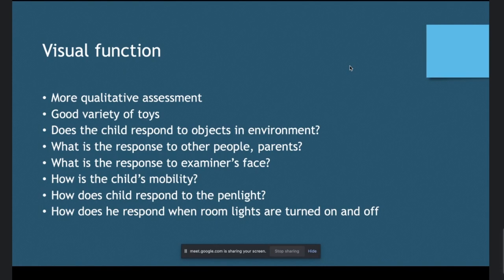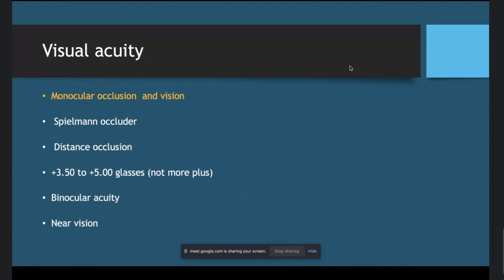Okay. So how do you assess vision in nystagmus? Remember, the moment you cover one eye, the nystagmus is going to increase. In all types of nystagmus, if you cover one eye, the nystagmus will increase and the vision will reduce. So it is artificially reduced, and you need to make some modifications.